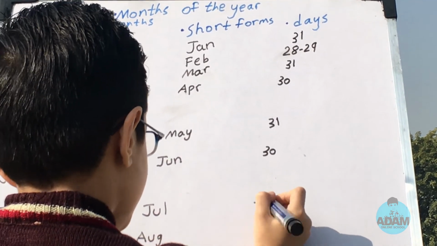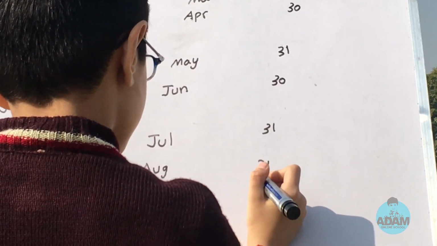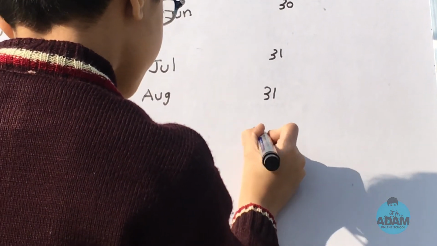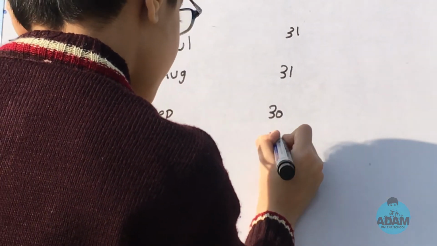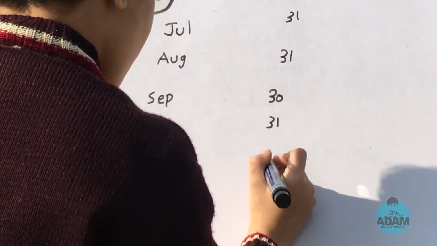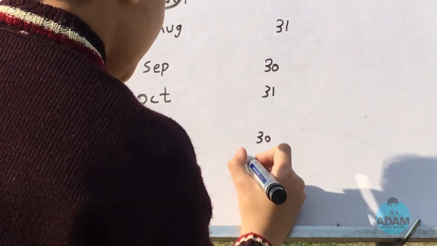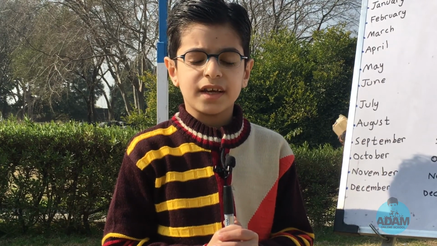July 31, August 31, September 30, October 31, November 30, December 31. Now I will read the months of the year for better understanding.